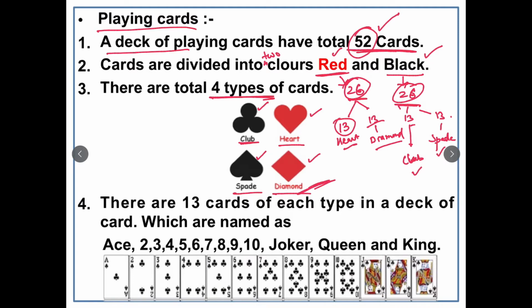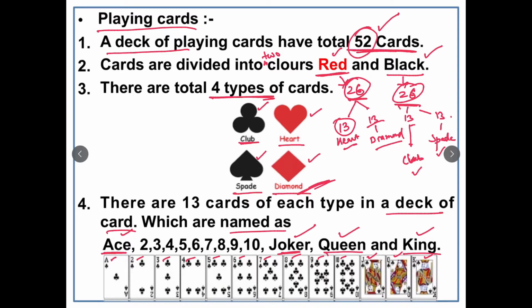Then there are 13 cards of each type in a deck, which are named as follows. The first card is known as ace, and it is written as A here. Then we have 2, 3, 4, 5, 6, 7, 8, 9, 10, and the 11th one is called joker, the 12th is called queen, and the 13th is called king. So these are the labelings of the cards. The first card is ace, which is number 1.